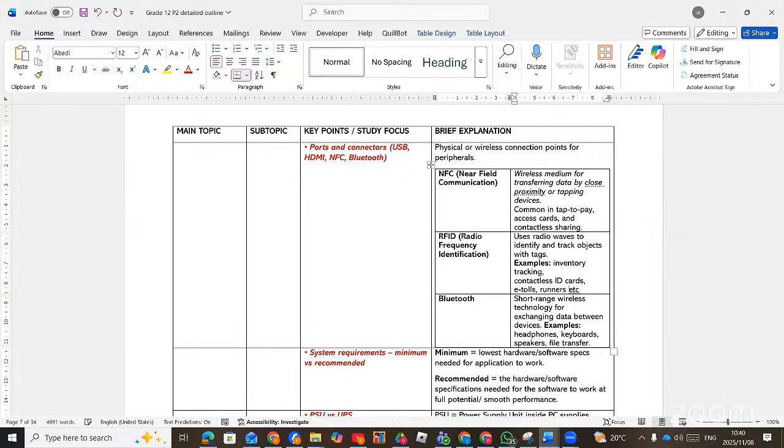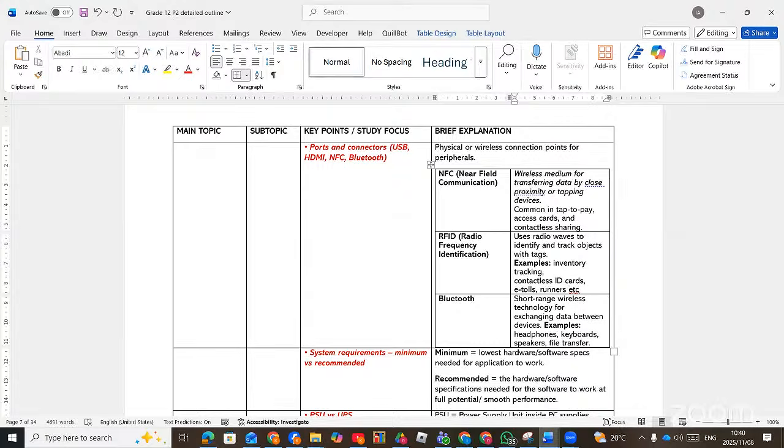Runners can also use that kind of tag to determine their position. Or even when they are going for long distance running, they can use that to check whether no one is cheating or who crossed first. So these are some of the things that we can use RFID for.